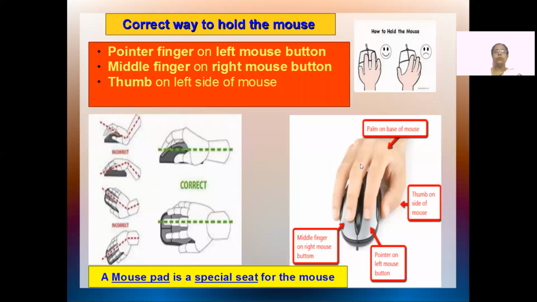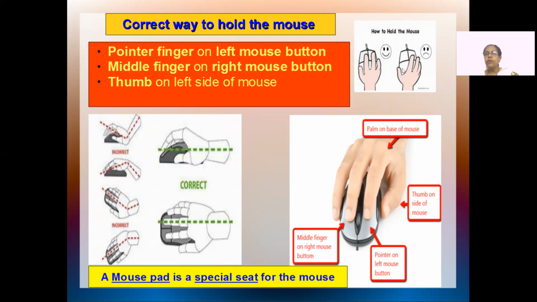Now, how would you hold the mouse? See here in this picture, it gives a very clear picture. He's put the pointer finger, or the forefinger, on the left mouse button, and the middle finger, the center finger, should be on the right mouse button. The thumb should be on the side of the mouse, and on the right side, the other 2 fingers should be there. And the palm should be at the bottom of the mouse.